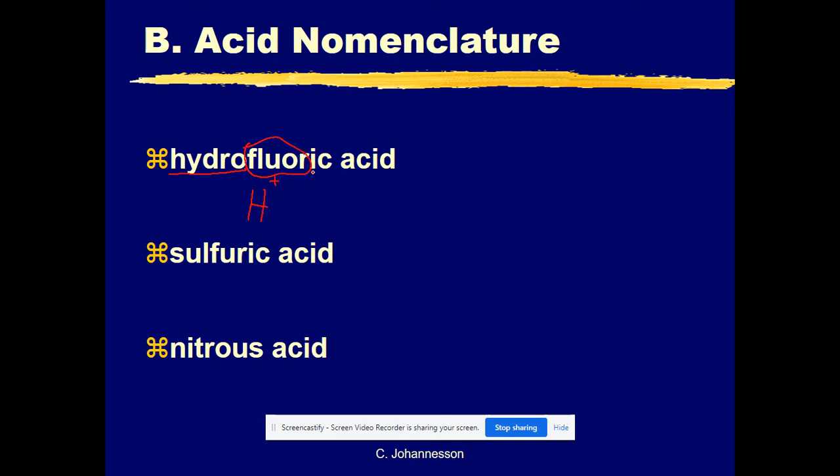So the "ic" also changed. So we want to change it back. So the hydrofluoric must have been fluoride. Again, you can look back at those rules to see where that came from. Once you get your two charges, these are both 1, they're going to crisscross down just like the ionic ones did. So just like the ionic ones, you would just have HF.